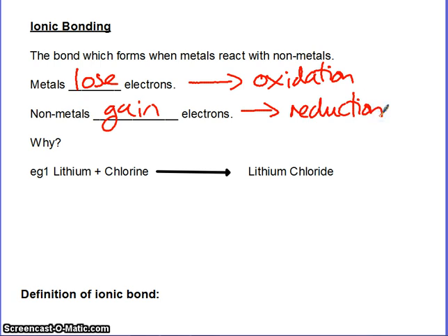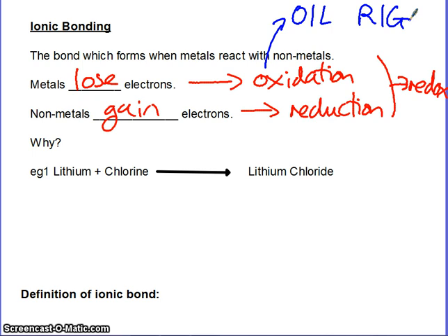Now, in a reaction like this, where the metals are reacting with non-metals, the metals are being oxidized, the non-metals are being reduced, and as the two processes are happening at the same time, we call this a redox reaction. So a redox reaction is where oxidation and reduction are going on at the same time. And you need to remember the definitions for oxidation and reduction. A popular way to do this is to remember OIL RIG. That stands for oxidation is loss, and over here reduction is gain.